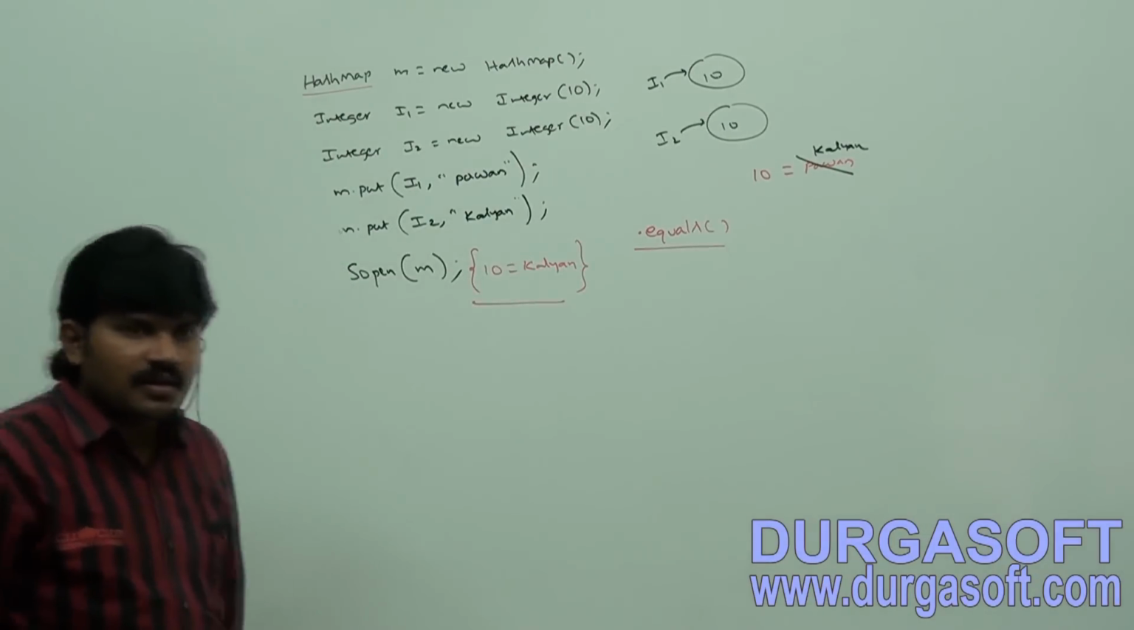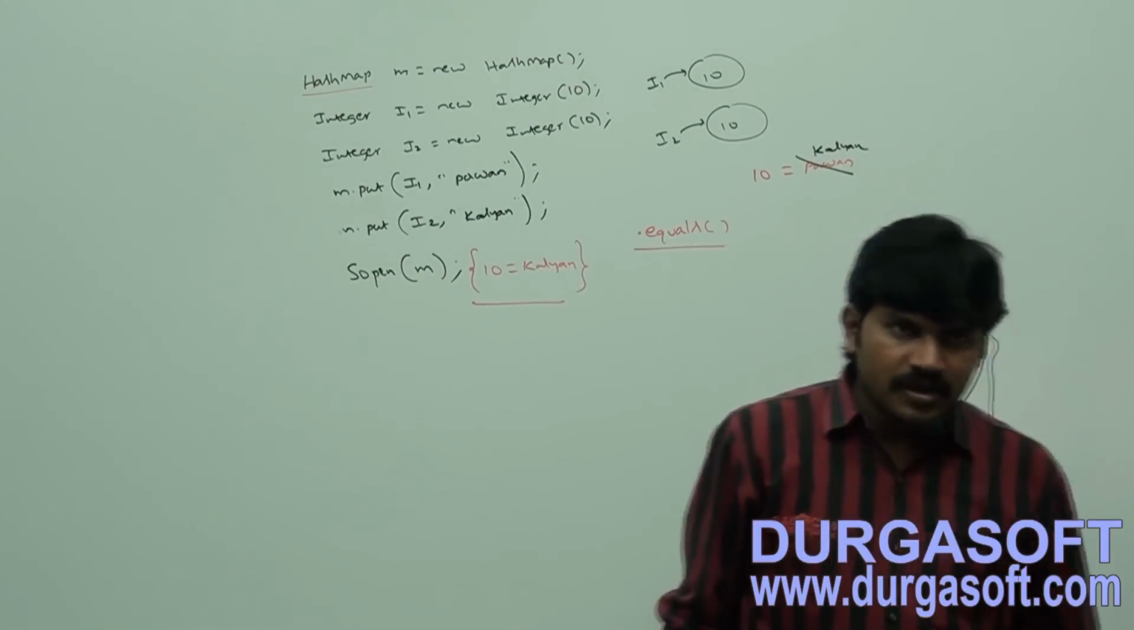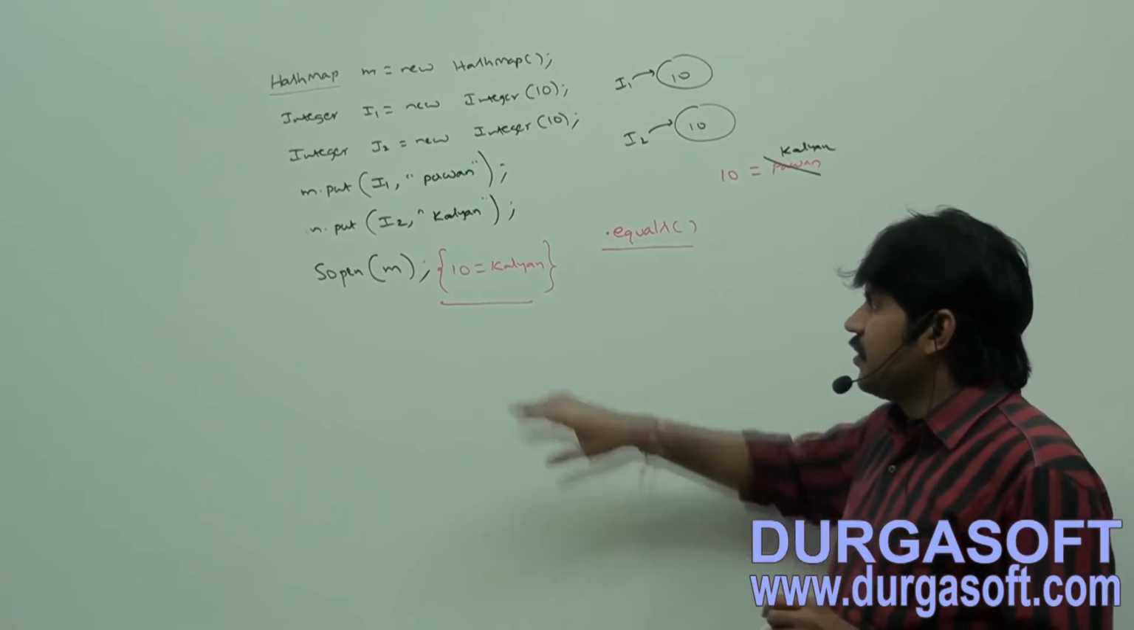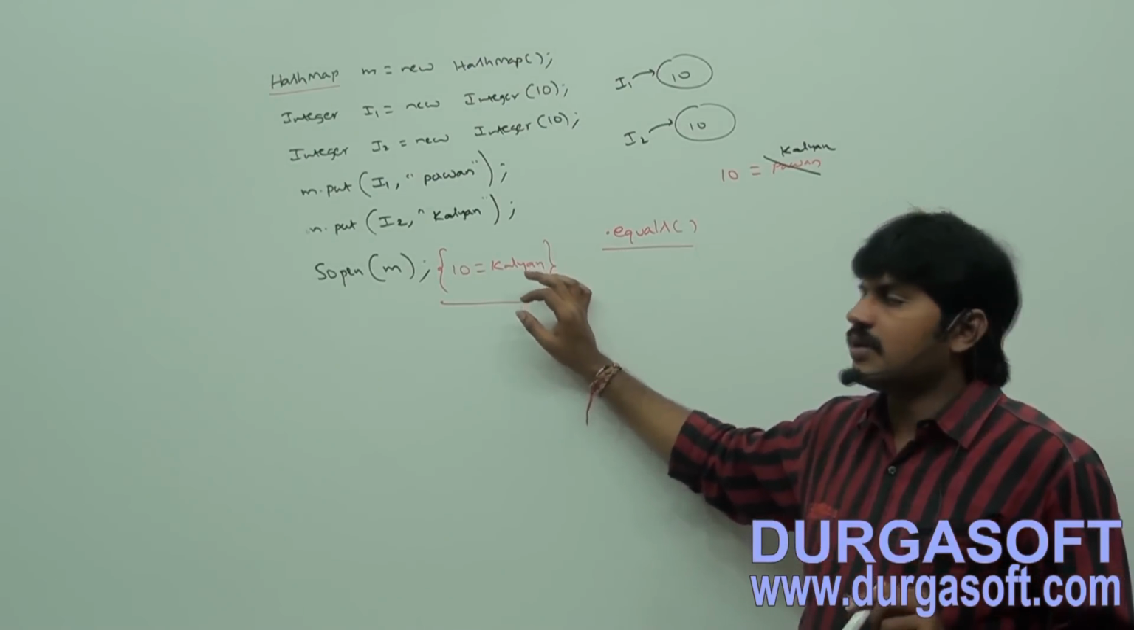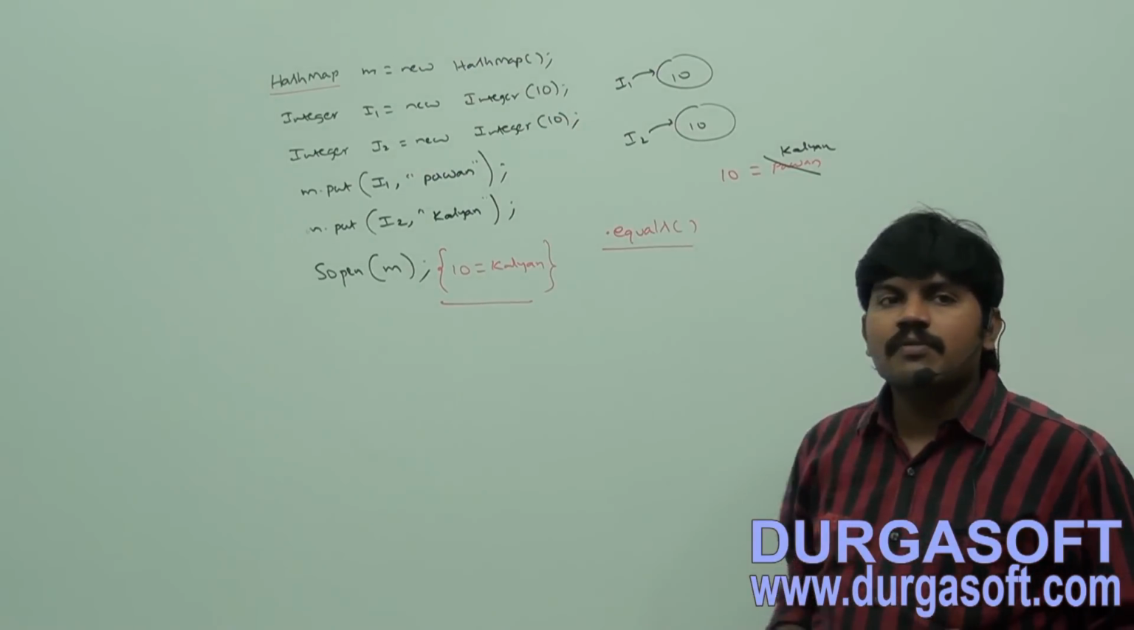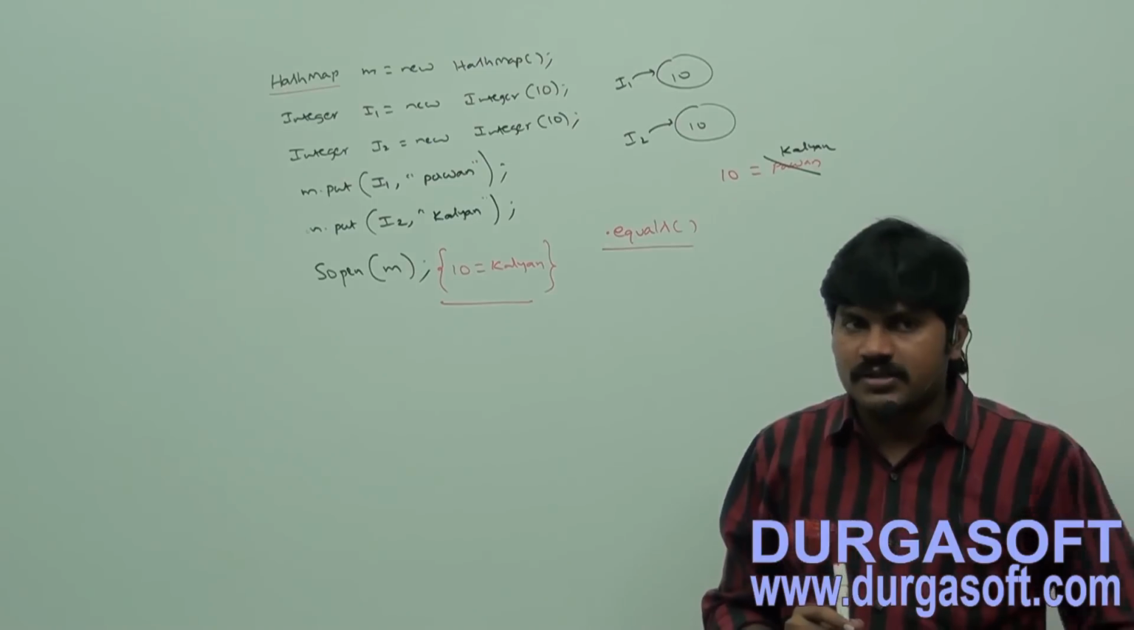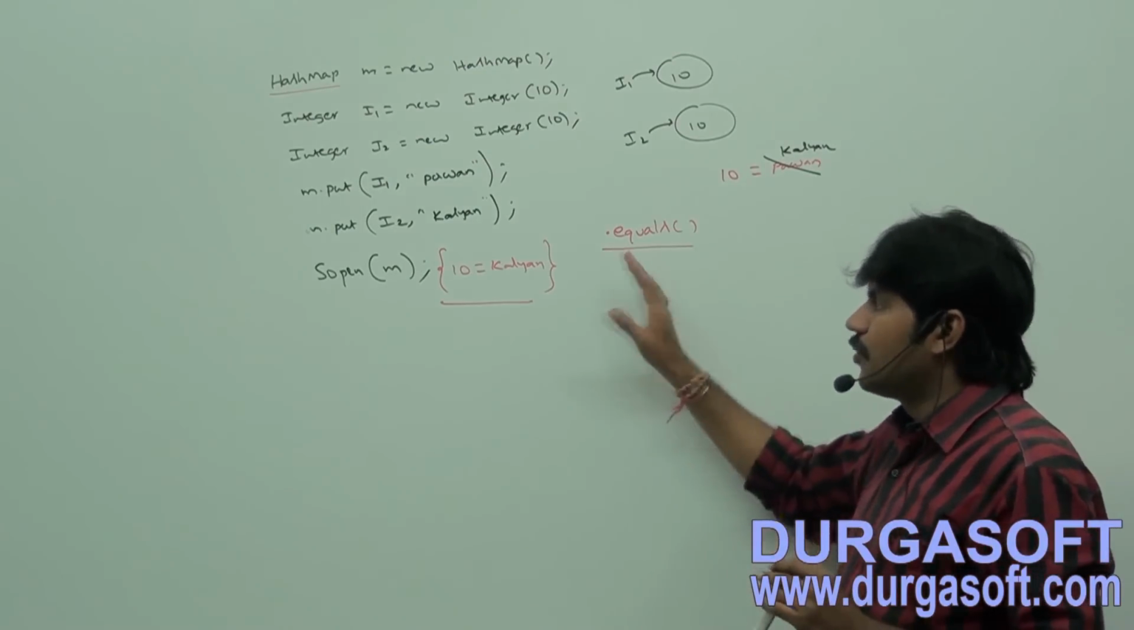Then how many entries are there in the map? Only one entry, not two entries, make sure. You should be aware, so 10=Kalyan only. So in the case of HashMap, JVM will use which method to identify duplicate case? The equals method to identify duplicate case.